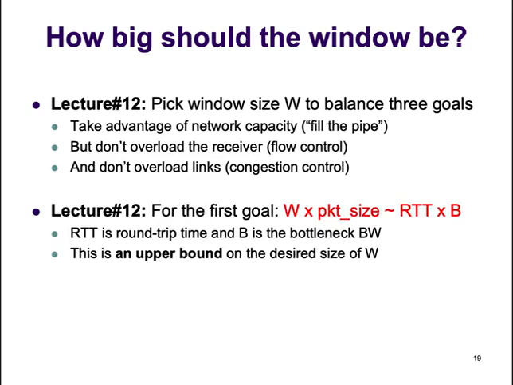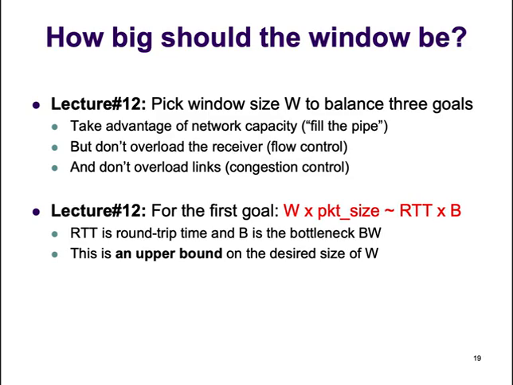Then in our last lecture, we said we're going to ignore the second two goals. If we just focus on the first goal, we worked out that the window size you would want is proportional to the round trip time times the bandwidth of the bottleneck link along your path. Does this make sense? Do people want a repeat of the intuition for that?